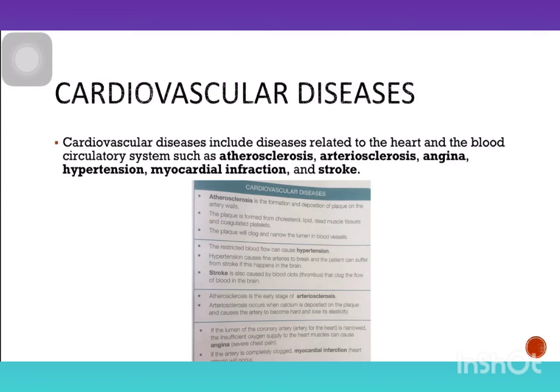Third, we have arteriosclerosis. So, just like I said, atherosclerosis is the early stage of arteriosclerosis. Arteriosclerosis occurs when calcium is deposited on the plaque and causes the artery to become hard and lose its elasticity. Lastly, we have angina. If the lumen of the coronary artery is narrowed, the insufficient oxygen supply to the heart muscles can cause angina, that is severe chest pain. If the artery is completely clogged, myocardial infarction, that is heart attack, will occur.